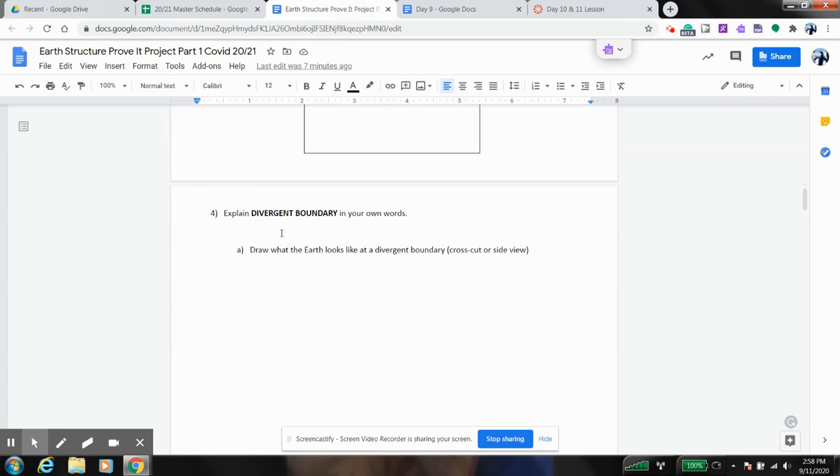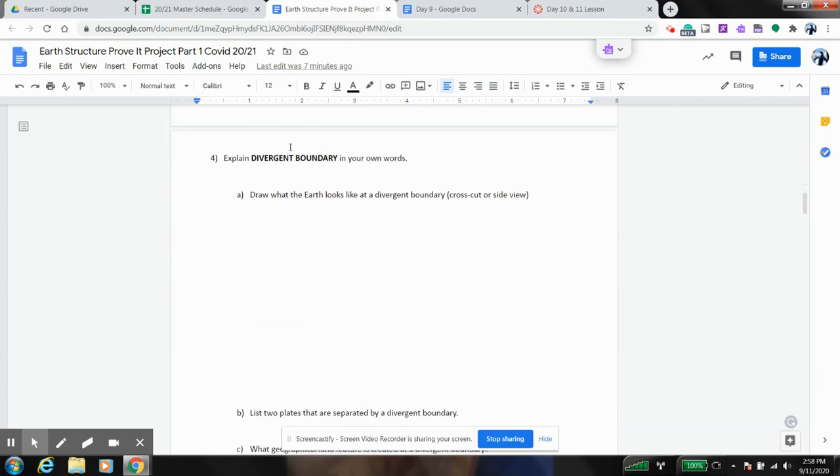Then you're going to start talking about our different types of boundaries. So you're going to explain divergent boundary in your own words. You are going to draw what Earth looks like at a divergent boundary. When we say a crosscut or a side view, this means literally if you were to take the Earth and cut it in half, what would a divergent boundary look like? So you'd see the stuff that's above the crust and the stuff that's below the crust. So what's happening in both.